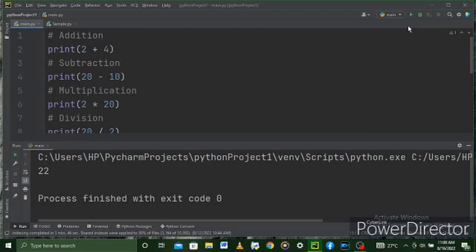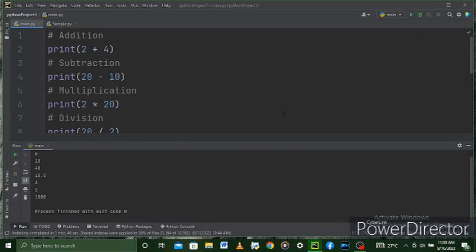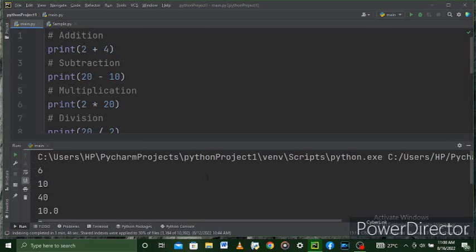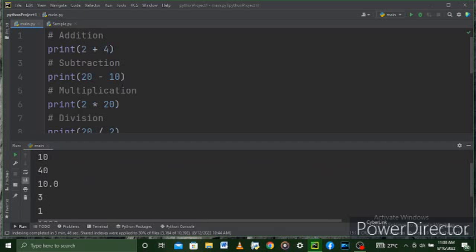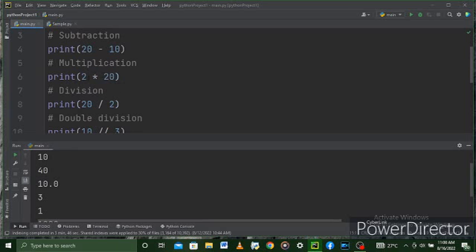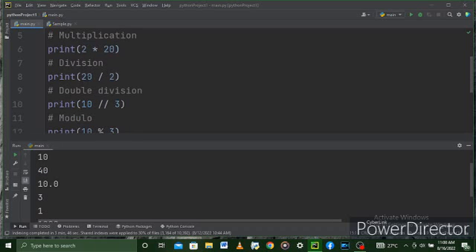So when you run the program, you're going to have our answers displayed. The first one is addition. 2 plus 4 gives us 6. The second one is subtraction. 20 minus 10 gave us 10. The third one is multiplication. 2 times 20 gave us 40. The next one is division. 20 divided by 2 gave us 10.